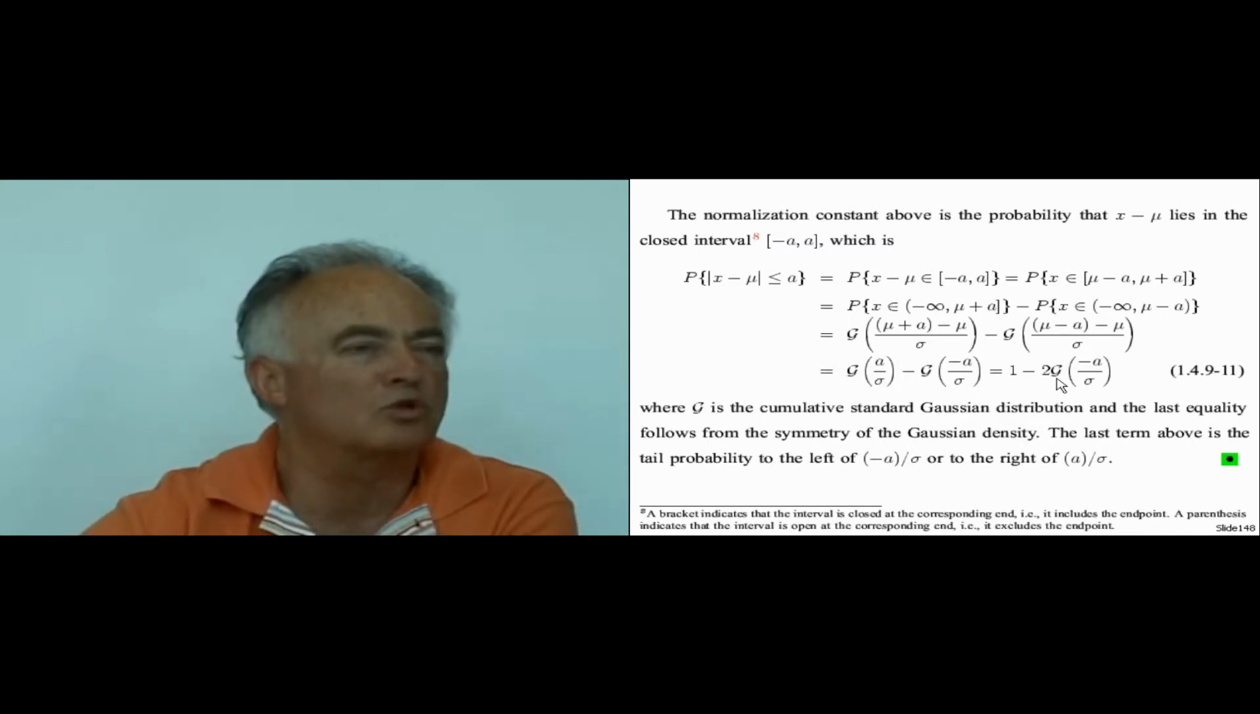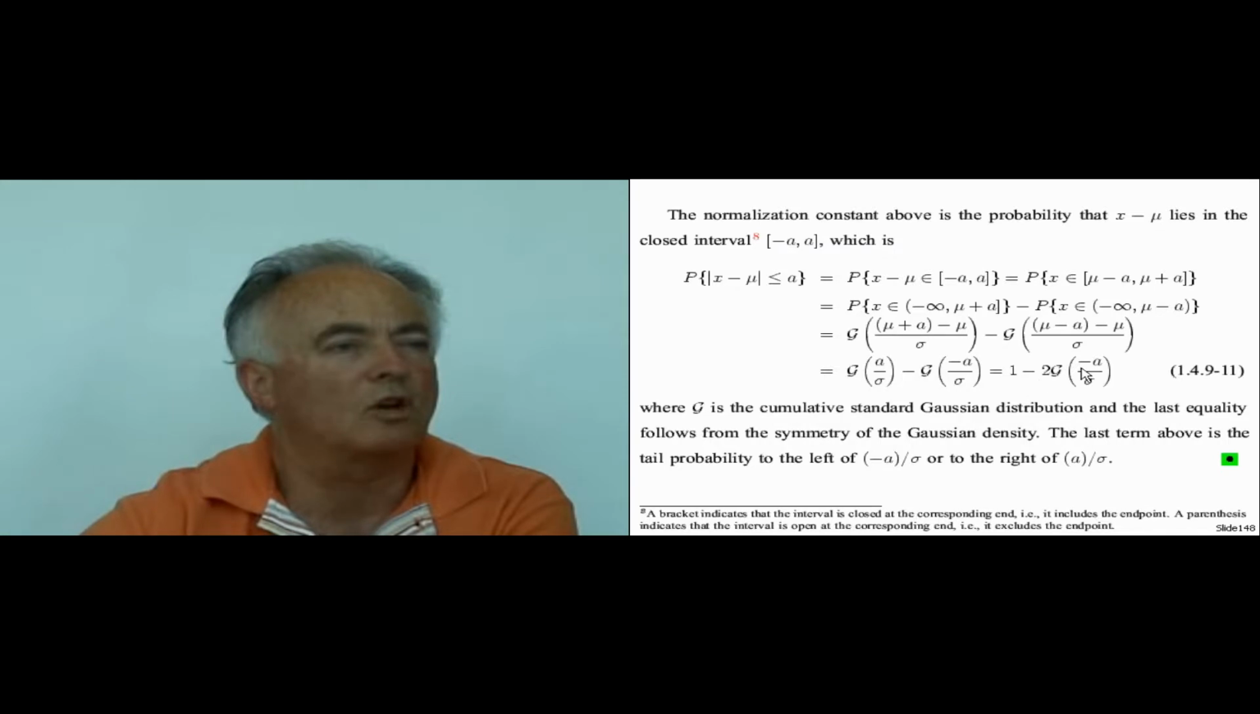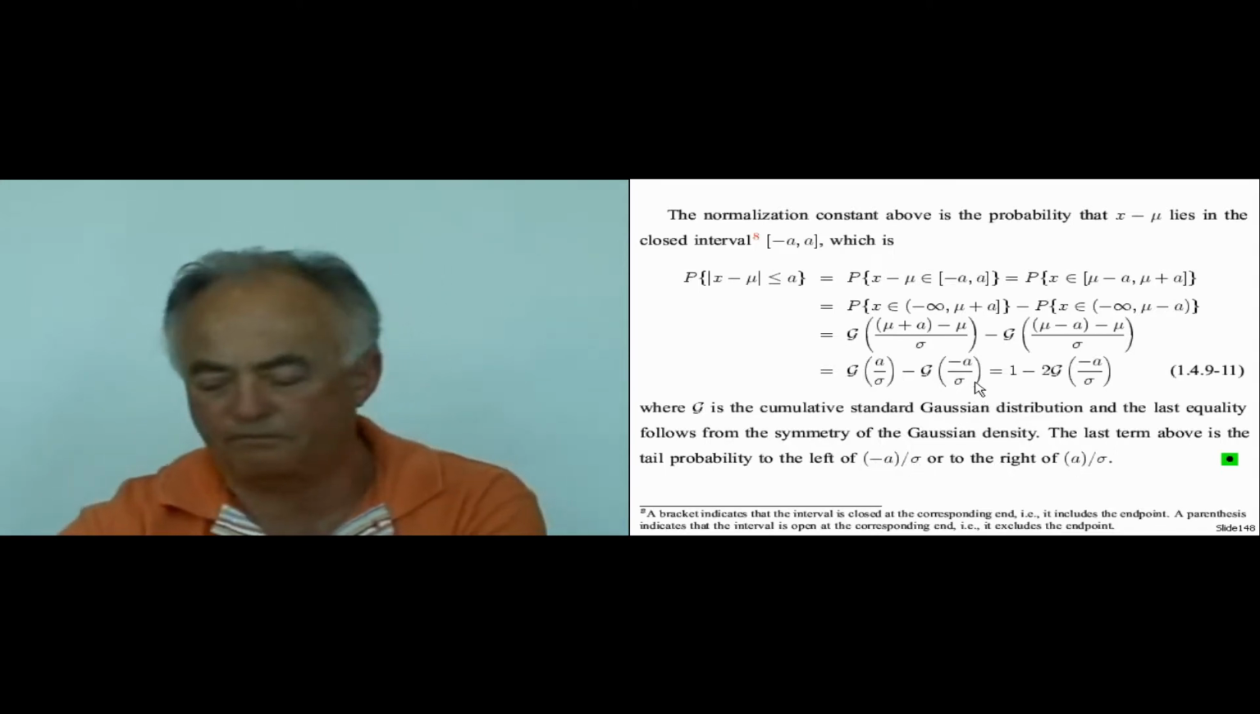or 1 minus twice the Gaussian distribution at minus a over sigma, because of the symmetry of the Gaussian around 0. The Gaussian distribution in this case is, you just take off twice this tail. So these are the tail probabilities to the left of minus a over sigma and to the right of plus a over sigma.